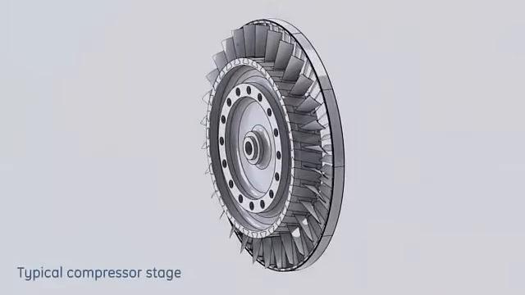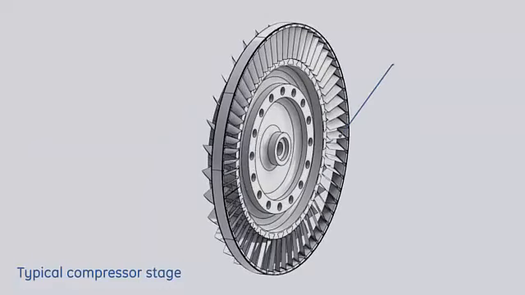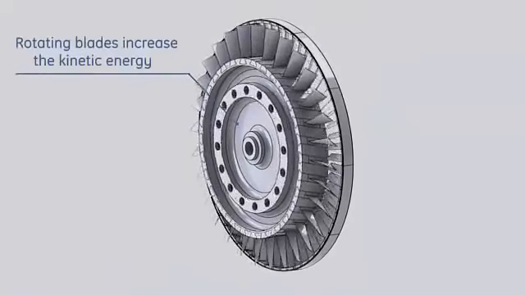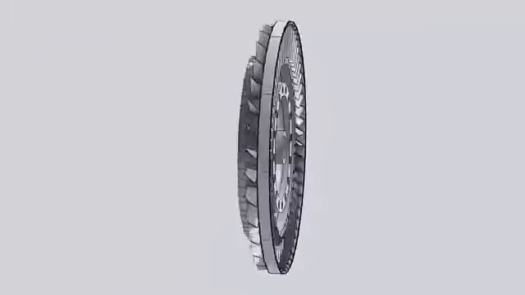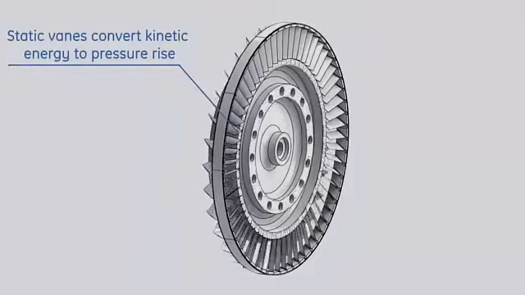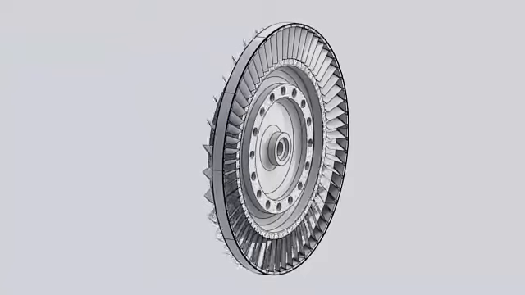Each stage consists of a set of rotating blades and a set of stator stationary blades. Compression is achieved in each stage as the rotating blades increase the relative velocity of the air. Then, the stator stationary blades convert the gained kinetic energy into a pressure rise and guide air to enter the following stage at the proper angle.